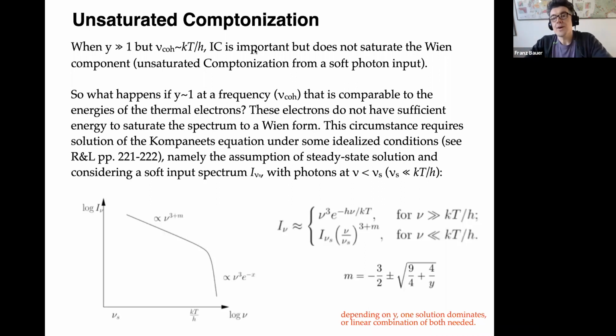Another possibility could be that y isn't greater than 1. This wouldn't be comptonization, because comptonization requires y to be much greater than 1. The technical term for it is just that all the photons are upscattered, right? That's what comptonization means.